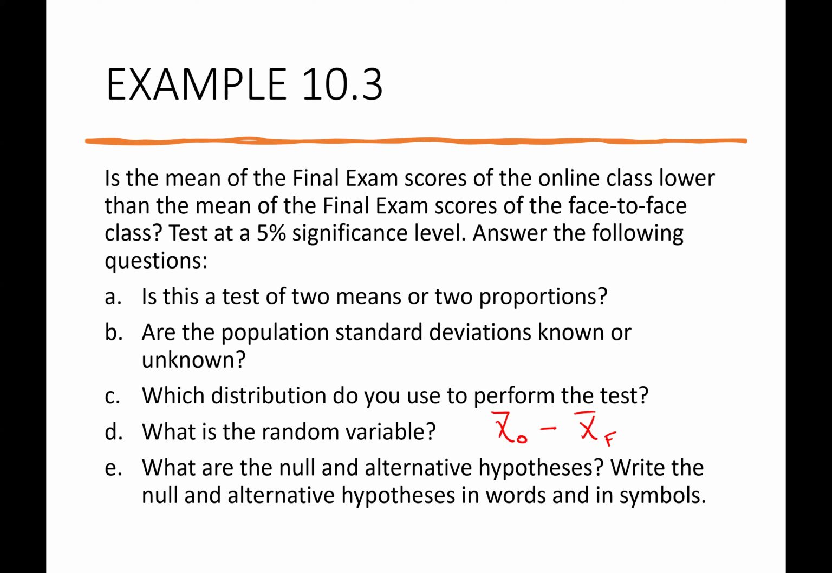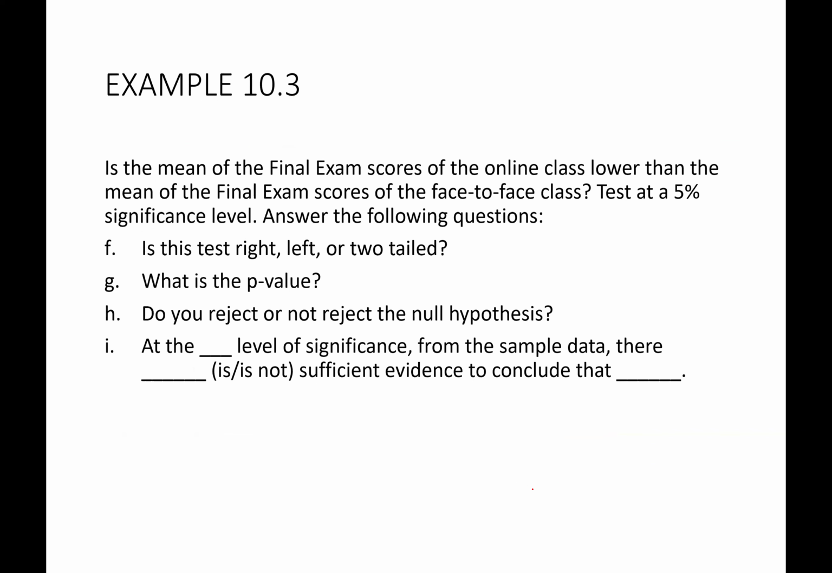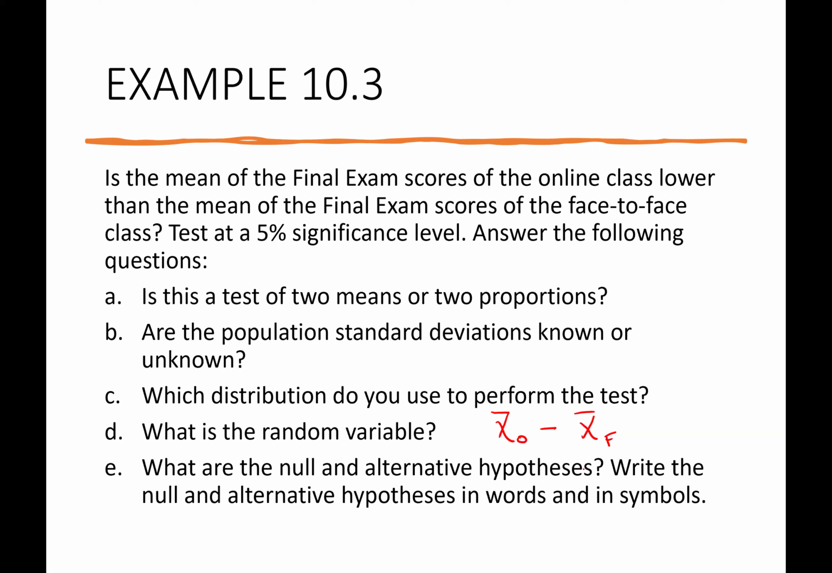F for face-to-face. So what are the null and alternative hypotheses for this particular test? So what is he trying to show? That the online score is lower, correct? On the final than the face-to-face. I noticed the screen's not doing very well here, so I'm going to write it up here. So the null and the alternative. So he's trying to show that the mean of the online class is less than the mean for the face-to-face.